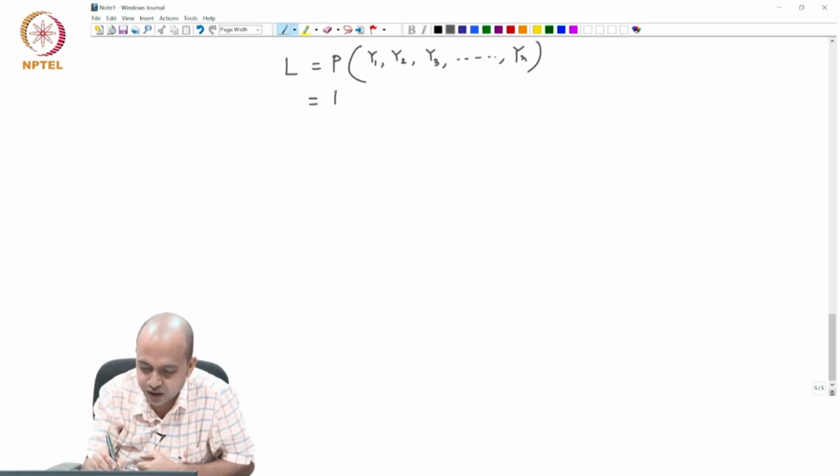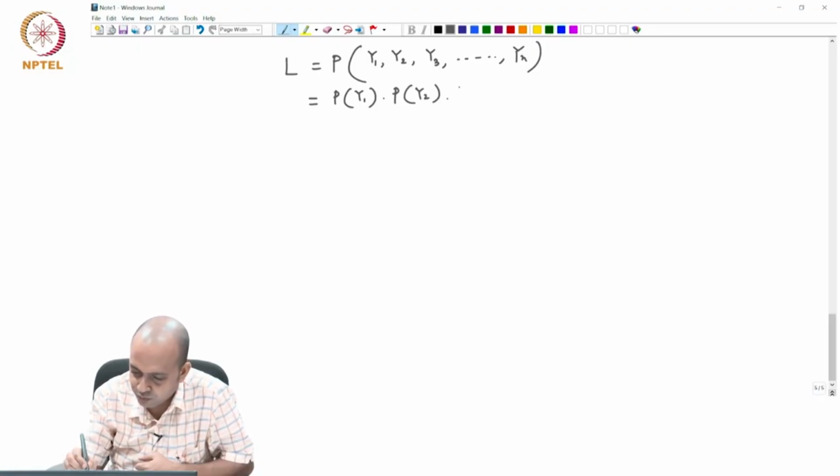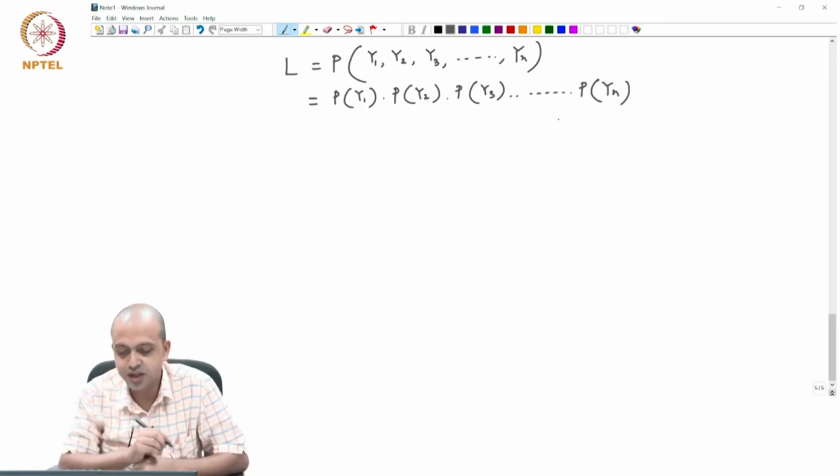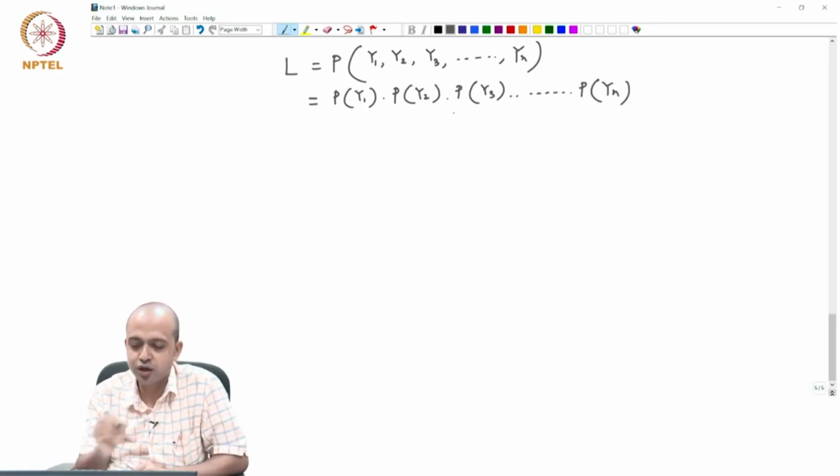So, this is nothing but the probability of y1, multiplied by the probability of y2, multiplied by the probability of y3, then the probability of observing yn. This is the likelihood function, which is nothing but the joint probability distribution function.